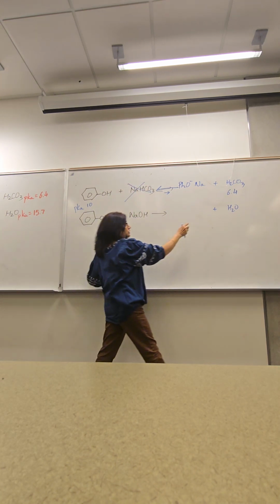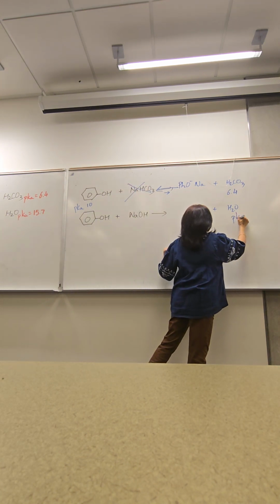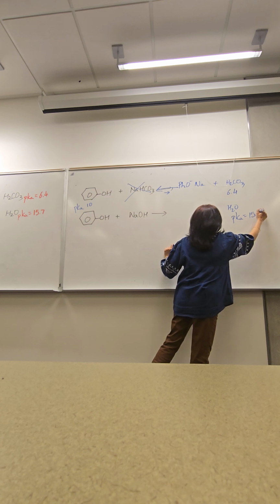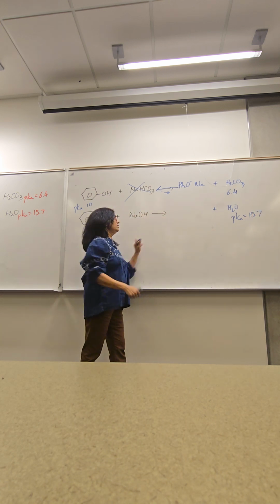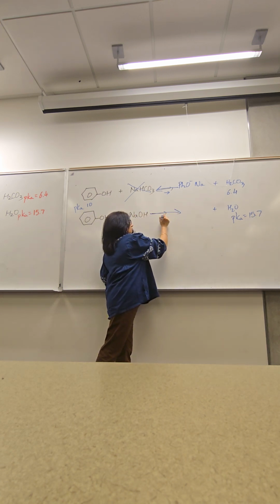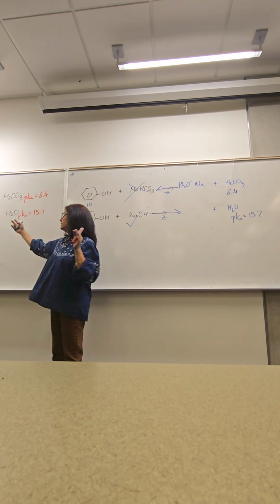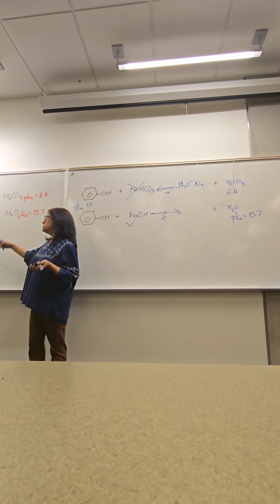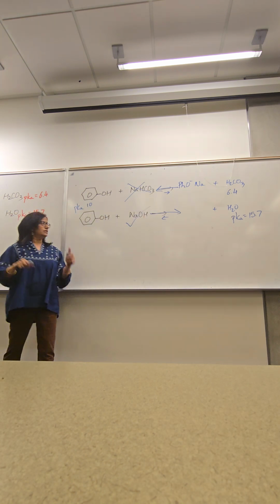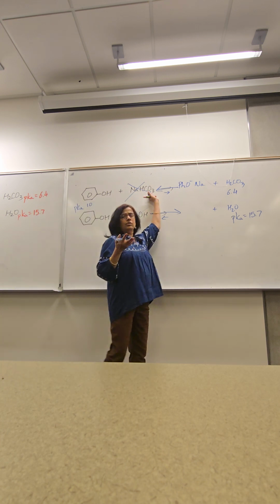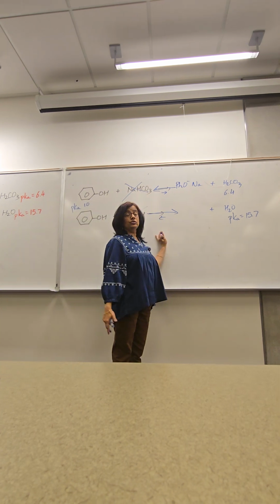What about NaOH? Water's pKa is 15.7. So which direction is this equilibrium in? It goes towards the right, so that's good. Please notice the difference. If you have a carboxylic acid, you can use either. But if you have a phenol, sodium bicarb won't work. Sodium hydroxide will do great.